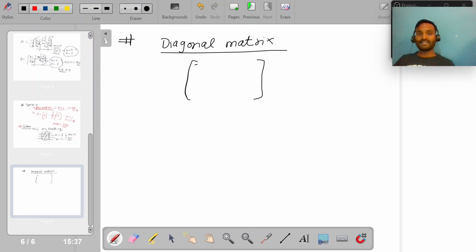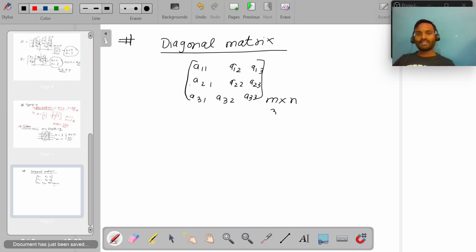So this is a11, a12, a13, a21, a22, a23, a31, a32, a33. The order is the number of rows m cross n. So m is equal to 3, n is equal to 3. So the order of the matrix is 3 cross 3.